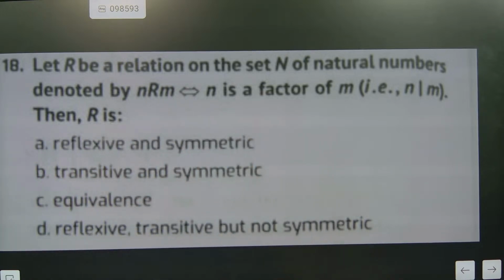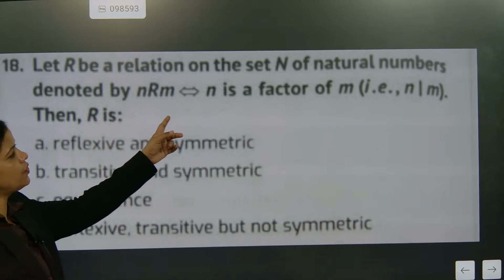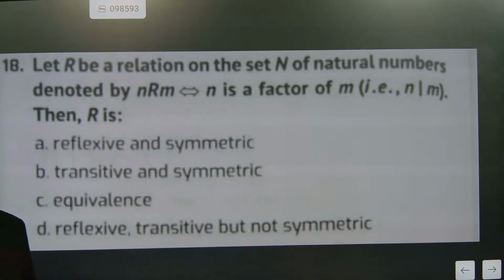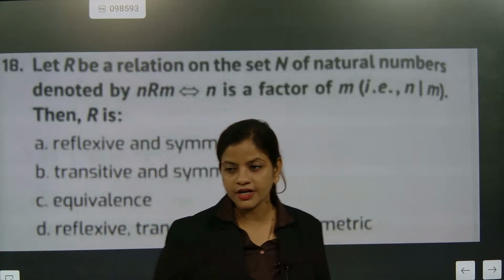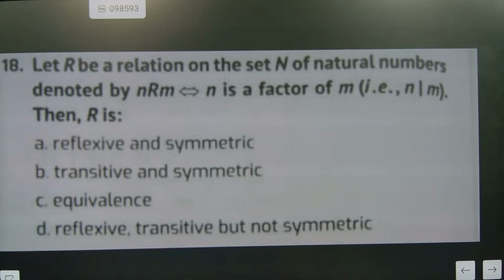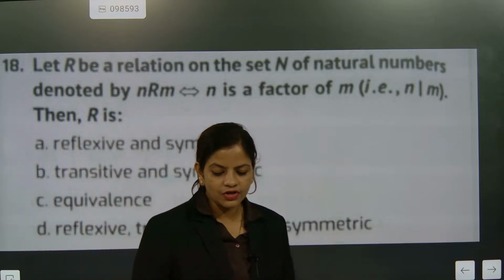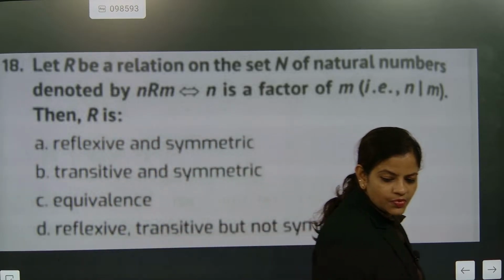R is a relation on the set of natural numbers, where n is related to m if n is a factor of m. N is a factor of m. Got it? So now what is R? R is reflexive, symmetric, transitive, symmetric, equivalence, reflexive symmetric but not transitive. And your time starts now. Come on, check this one out.